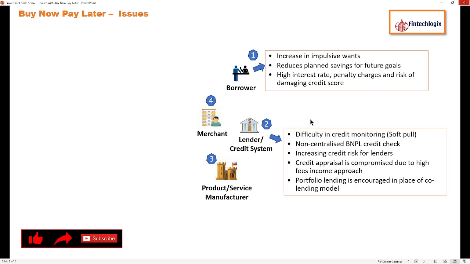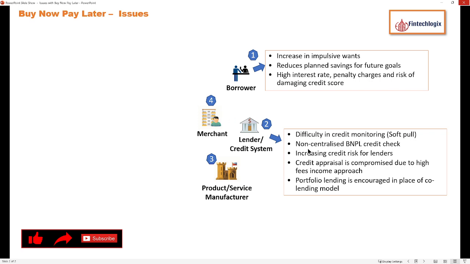Now, if we look at the lender or credit system issues, there is difficulty in credit monitoring. If you remember, BNPL uses a soft pull. That means your request for credit is not registered with the bureaus, so as not to damage your credit history, right? That is why the requests are not registered, and somebody can go on creating multiple requests even with multiple competitor retailers to avail this. So in turn, credit monitoring becomes difficult.